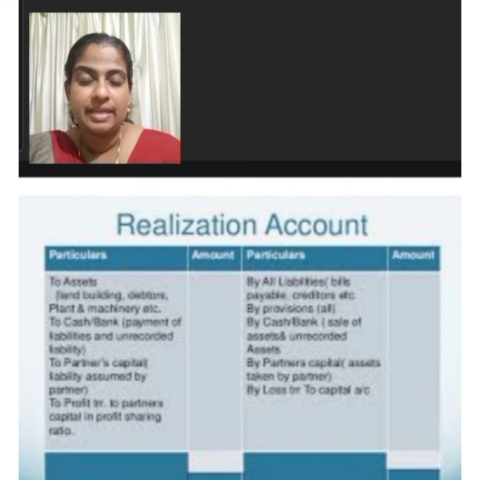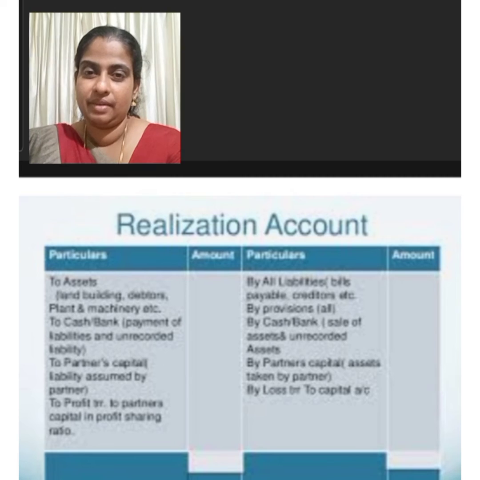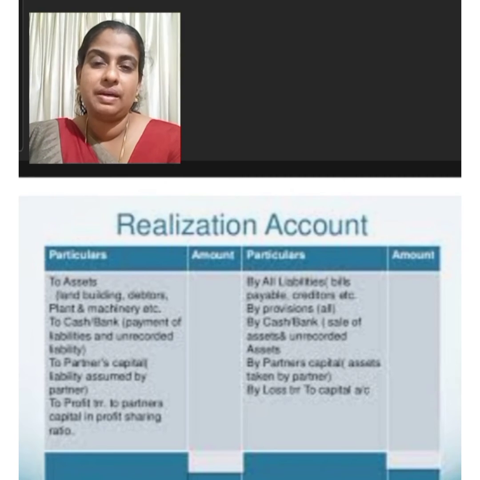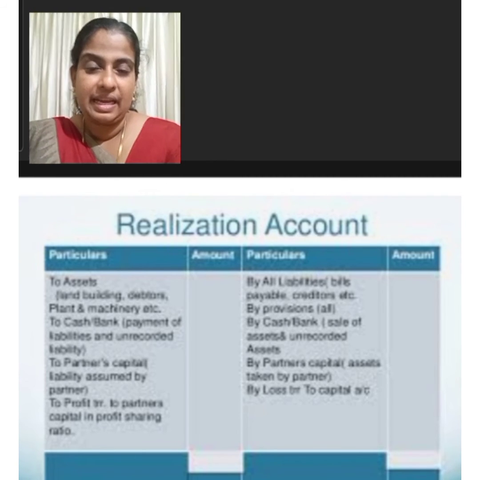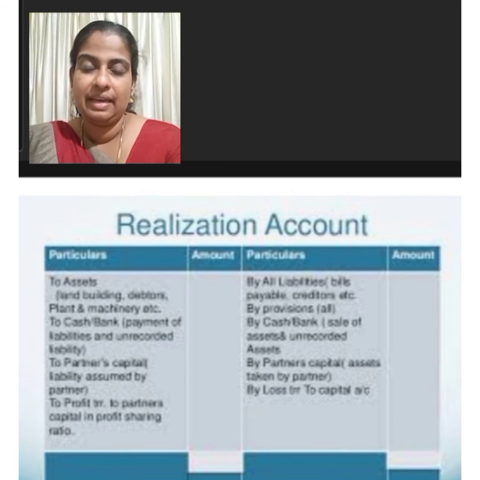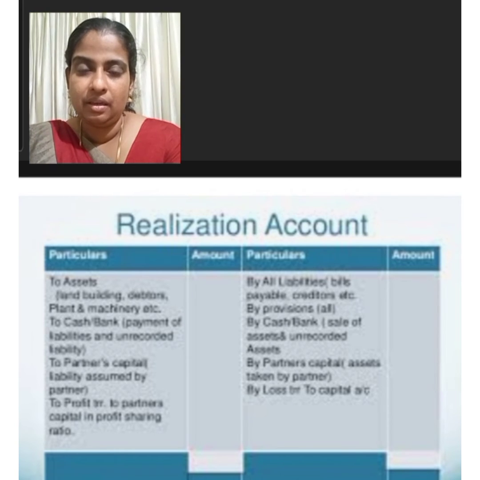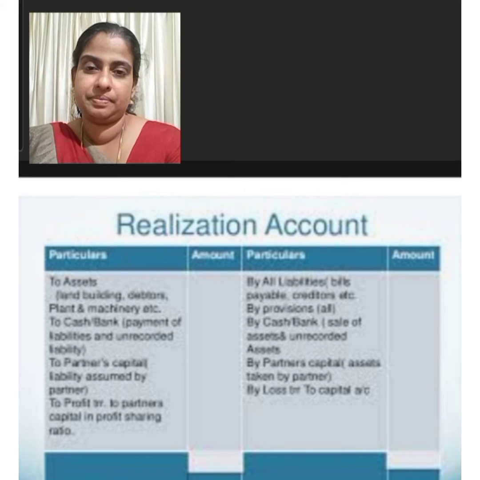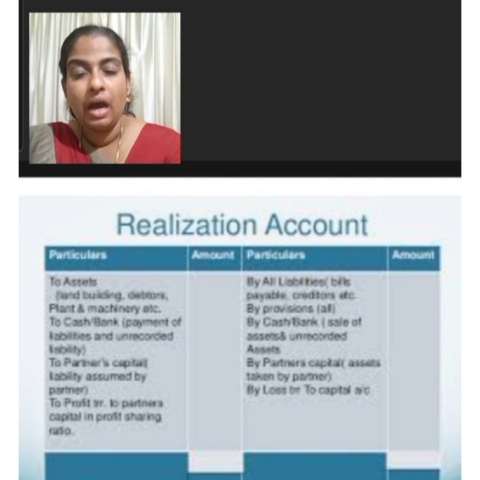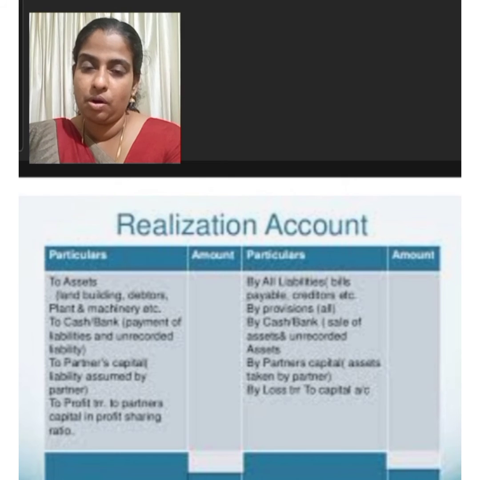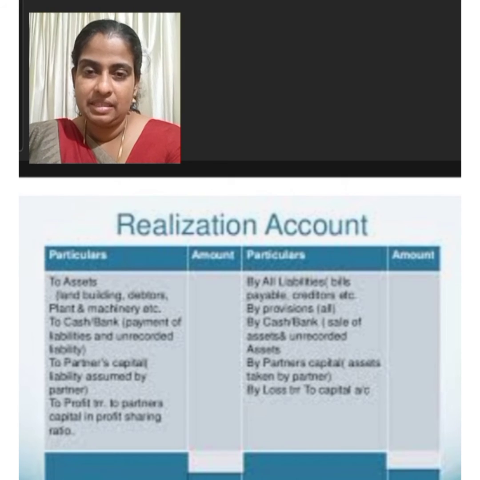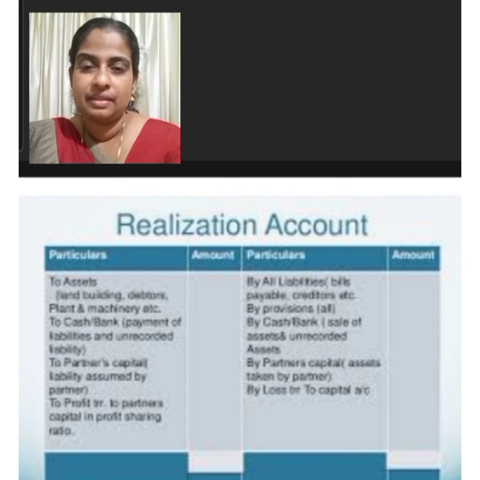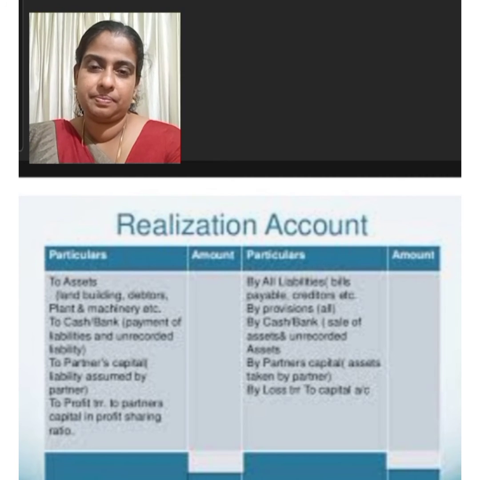Sometimes unrecorded assets may be given in the problem. In that case, we have to pass the journal entry, that is cash account debtor to realization account, being unrecorded assets entered in the realization account. Sometimes there may be unrecorded liabilities given in the problem. In that case, we have to pass the journal entry, that is realization account debtor to cash account.